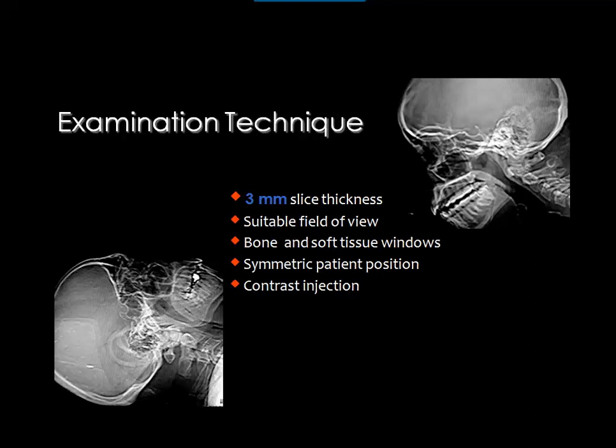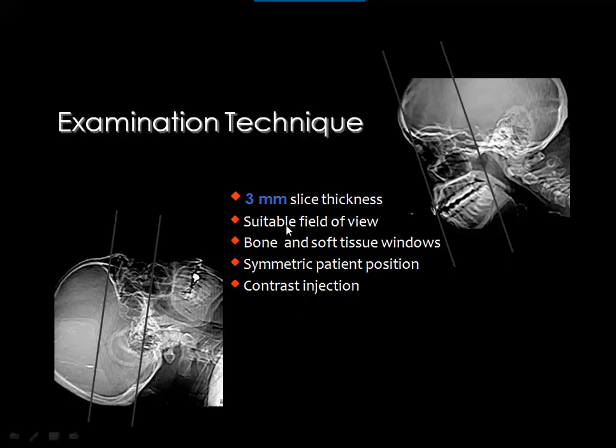In order to examine the orbit by CT or by MRI, we should have the axial and the coronal planes. In the axial image, we usually start parallel to the orbital floor and then continue until we reach the region of the frontal sinus. In the coronal plane, we usually start near the orbital apex, perpendicular to the orbital floor, and proceed anteriorly until we also finish the region of the frontal sinus.